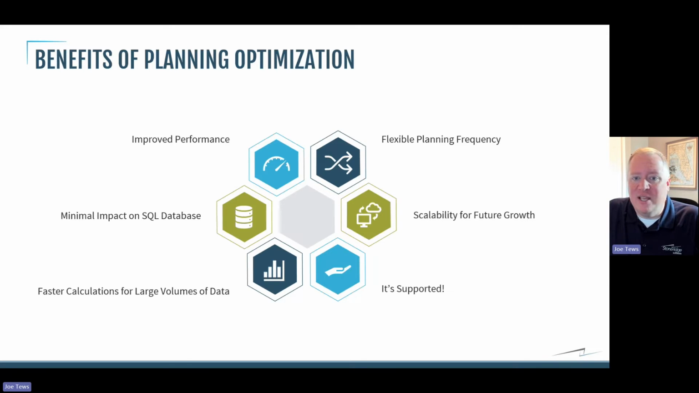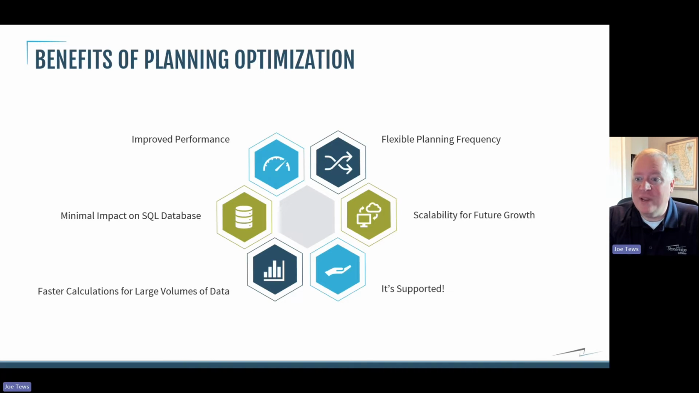Another benefit is that there is now a minimal impact to your SQL database. The traditional master planning process puts a huge strain on our underlying SQL database. In order to run the calculations, it actually has to utilize the resources, so our AOS resources as well as our SQL resources for the supply chain management system.